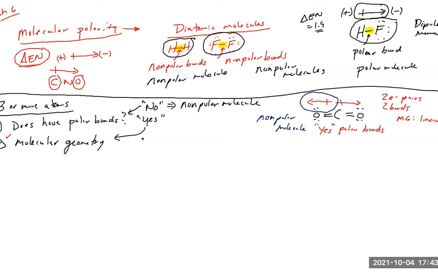If we look at something like water, for example, water has polar bonds. Again, the bond between oxygen and hydrogen is polar, with oxygen further to the right than hydrogen on the periodic table. If we were to draw those arrows, they would be heading towards the oxygen. So just like the other one, yes, we do have polar bonds, but we need to look at the geometry here.